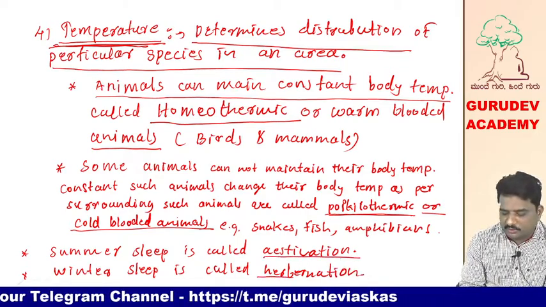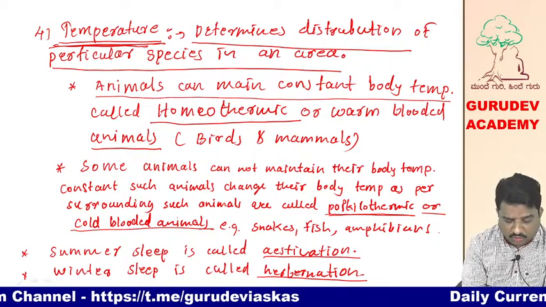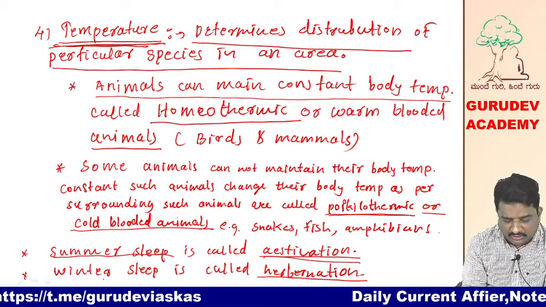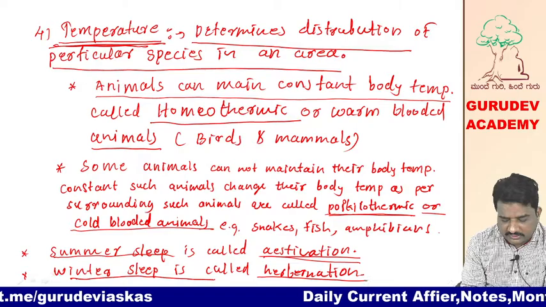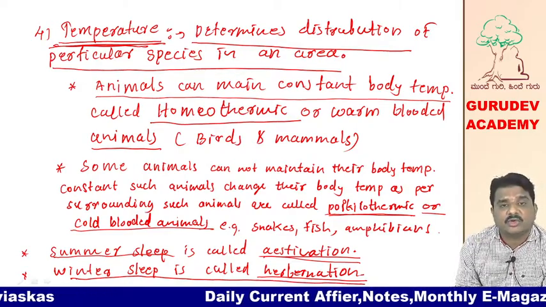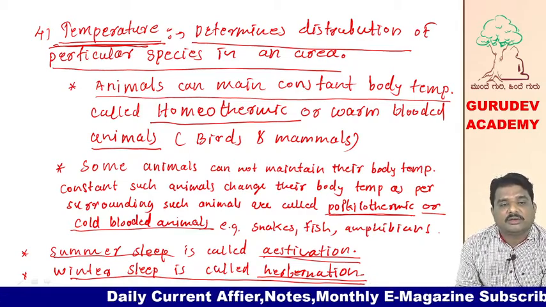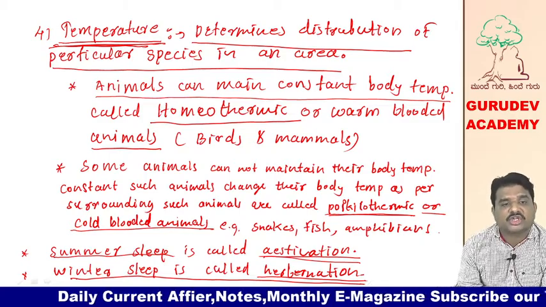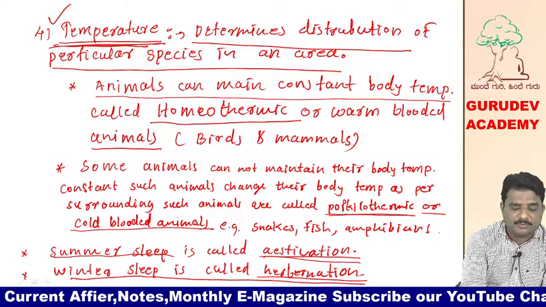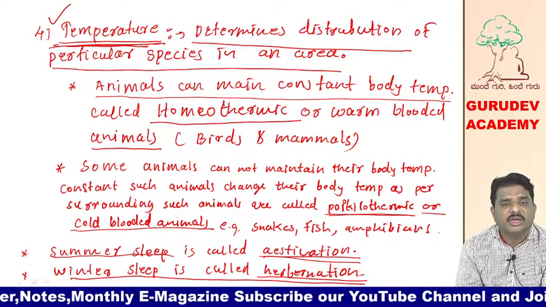To escape from excessive or extreme temperature, some animals undergo summer sleep, called the estivation process, and some animals undergo winter sleep, called the hibernation process. Some animals adapt in such a way to escape extreme temperature. So this is a very important factor we have studied about temperature on living organisms.